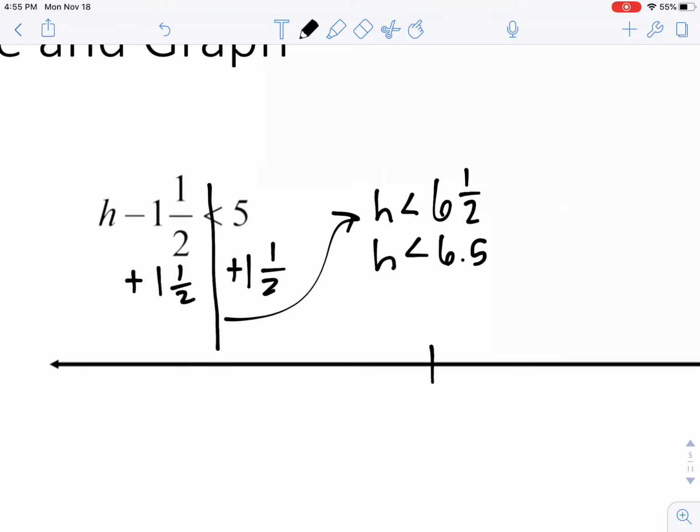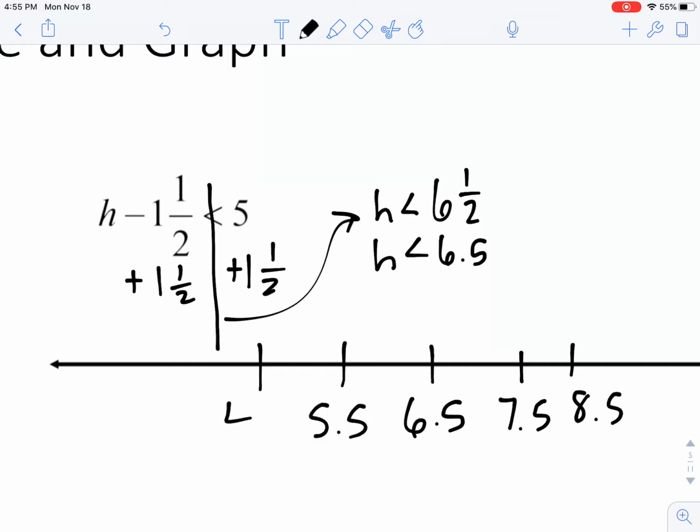I then need to graph it, so I'm going to graph 6.5. I need 2 dashes to the right and 2 dashes to the left, so I'll do 7.5, 8.5, 5.5, and 4.5. I know my circle is going to be above 6.5, and it's going to be an open circle because it's just less than. And h is less than 6.5. So if I plugged in 5.5, well, that works because 5.5 is less than 6.5. So my arrow is going to point to the left.